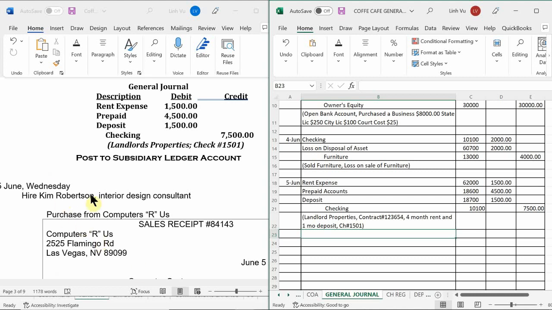Oh, okay, don't get confused. This is a different transaction up there. Yeah, we're at Kim Robinson. All we did was just hire her. Then, no, we haven't paid her yet. We don't even know what she can bill us for.